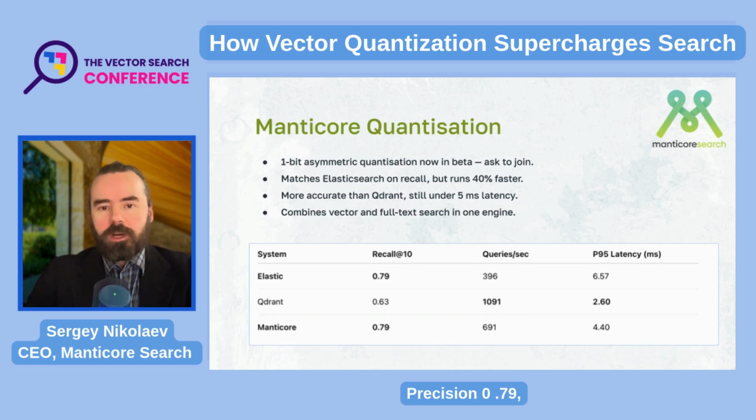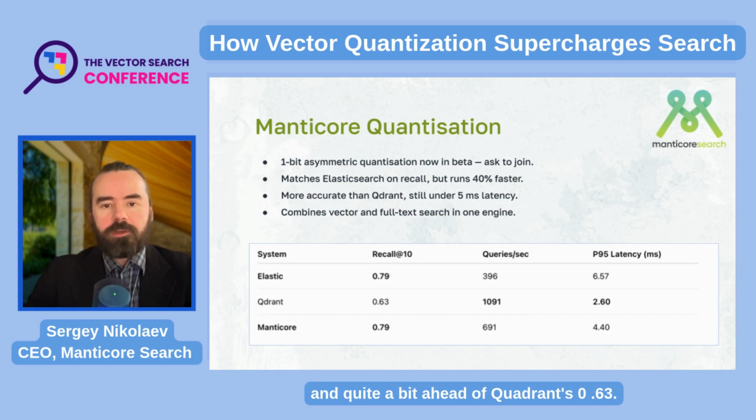Now here is how it performs in the Qdrant benchmark on the DBpedia 1 million dataset. Precision 0.79, same as Elasticsearch's best and quite a bit ahead of Qdrant's 0.63. Speed around 400 queries per second, which is about 40% faster than Elasticsearch on the same hardware. Latency, median response time is under 4 milliseconds.